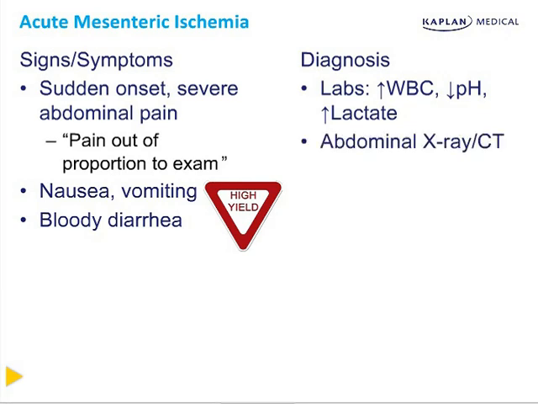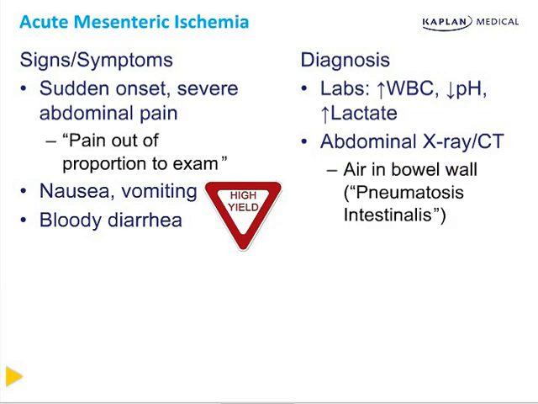In the acute setting, an X-ray and CT should be ordered to confirm the diagnosis and may show air in the bowel wall, a finding also known as pneumatosis intestinalis, as well as localized swelling in the infarcted area and signs of bowel obstruction secondary to an ileus.